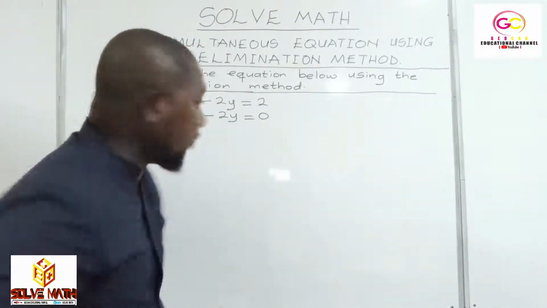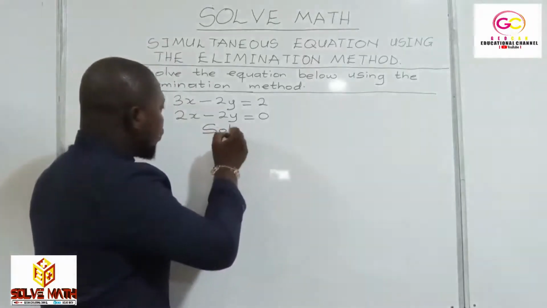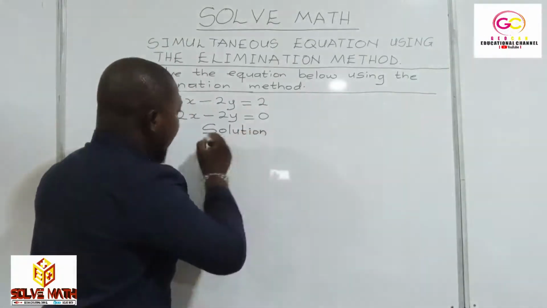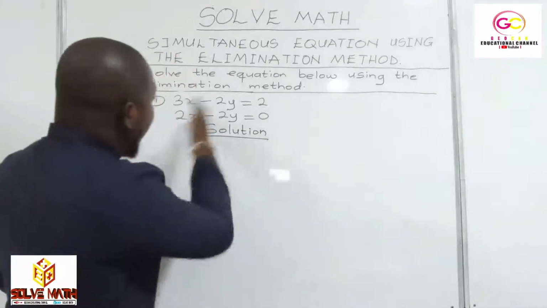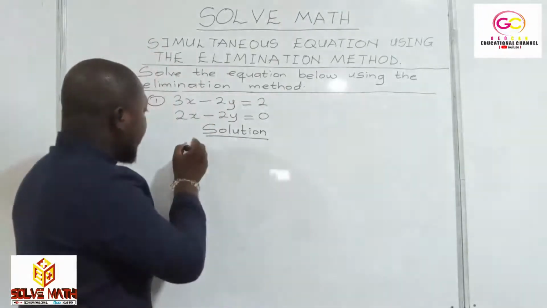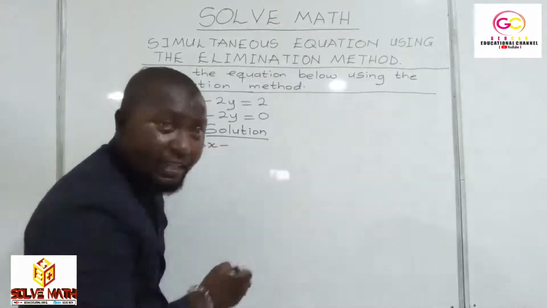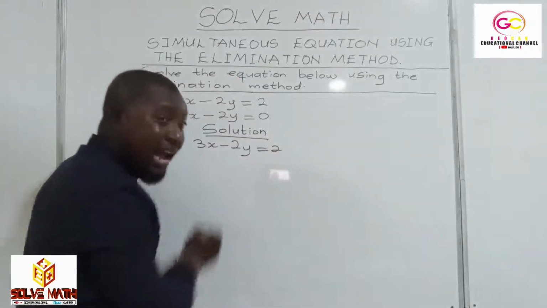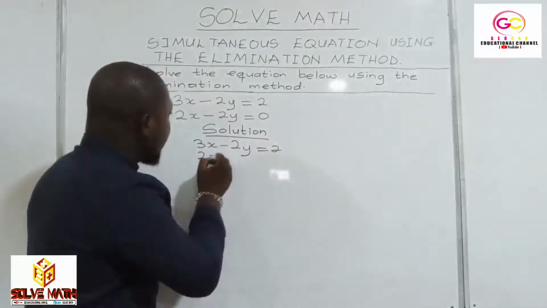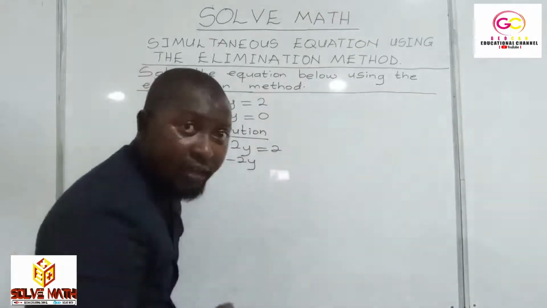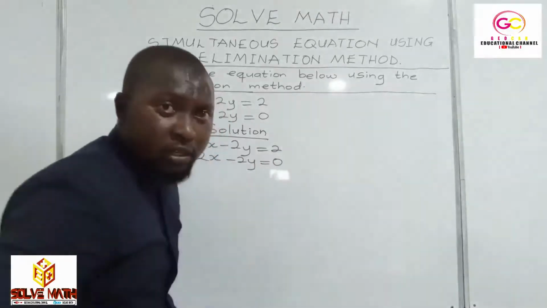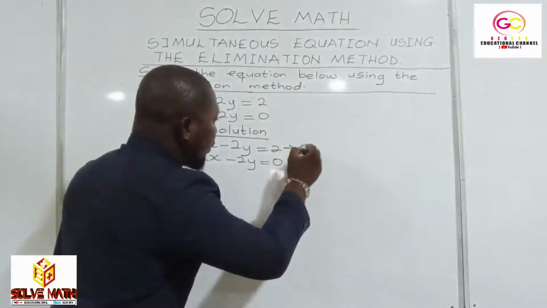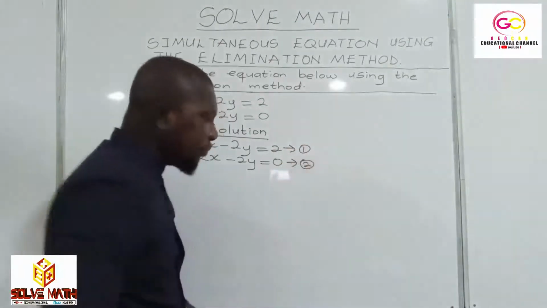But before that, let's write our solution. Solution simply means how you solve it. You do that to make your work neat. So solution, underline neatly. Now let's write the equations. We have 3x minus 2y is equal to 2. And we have 2x minus 2y is equal to 0. Now, let's label the equations to make it easy for us. The first equation becomes equation 1, the second equation, equation 2.